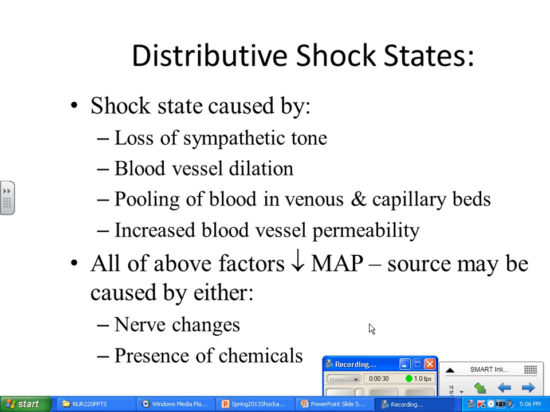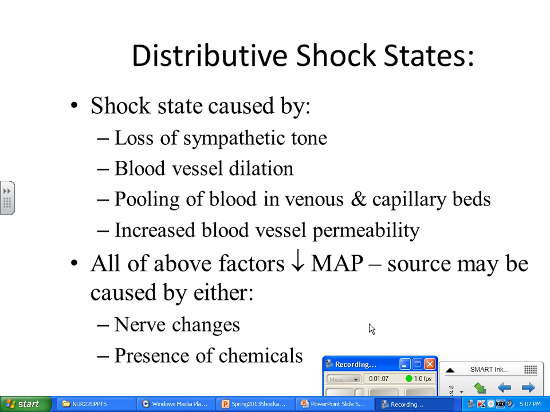You had hypovolemic shock and you had cardiogenic shock. The next 3 types of shock are classified under the category of distributive shock states. In distributive shock, it's either a loss of sympathetic tone, and what did we say that the sympathetic nervous system does to vascular tone? Causes vasoconstriction. So in some types of distributive shock, you're going to see a loss of sympathetic tone, so the peripheral blood vessels are not able to constrict.